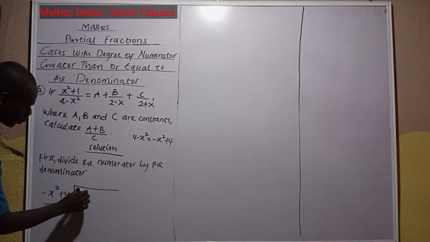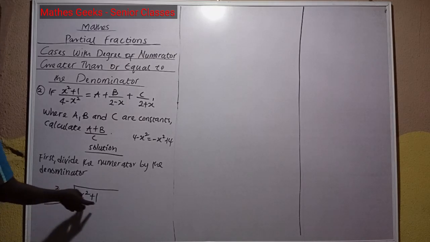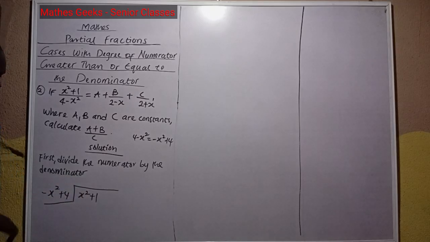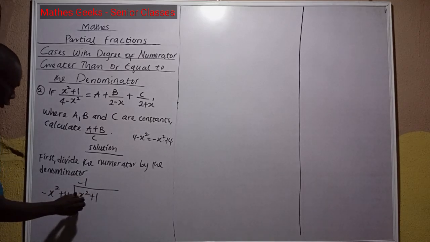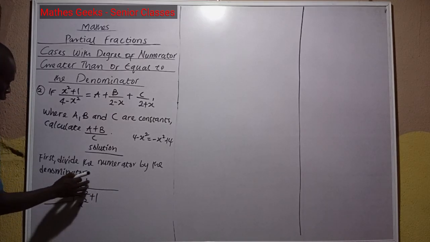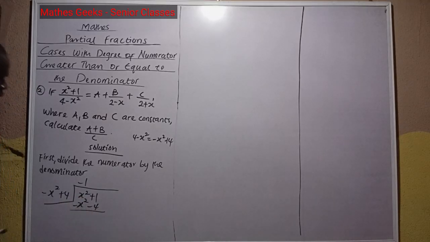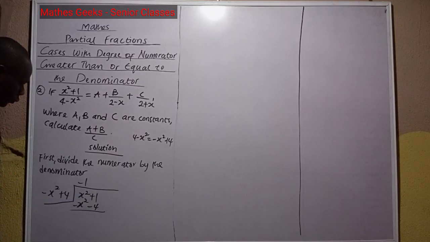We have x squared plus 1. Because as I explained before, this first part will divide this, and then the answer we're going to get will multiply everything. That's what we're putting here. So minus x squared divided by x squared will give us minus 1. Minus 1 times minus x squared will give us x squared. Minus 1 times plus 4 will give us minus 4. So we're going to subtract. When we subtract, this will cancel. It becomes plus. So 1 plus 4 will give us 5.